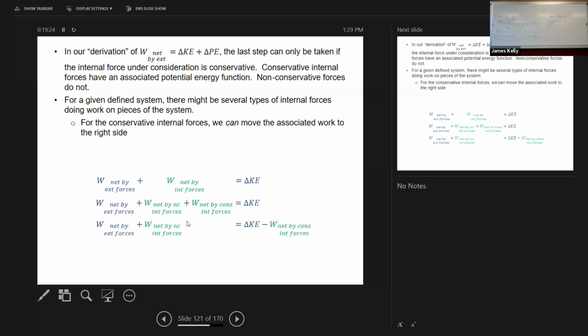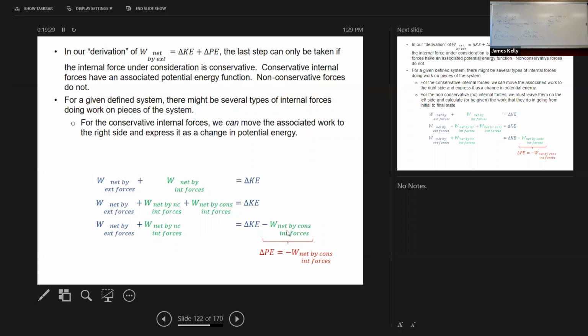For the conservative ones, I'm certainly welcome to bring that over to this side and make that redefinition in terms of a change in potential energy. But it makes absolutely no sense to do that with the non-conservative ones. So if you insist on making some non-conservative force internal, even though we said we were going to try to leave just external forces on the left-hand side of these work-energy relations, if you've got an internal non-conservative force, we're still going to leave it on the left-hand side. We're only going to bring the ones over to the right-hand side and write them as a change in potential energy if they're conservative forces, okay?